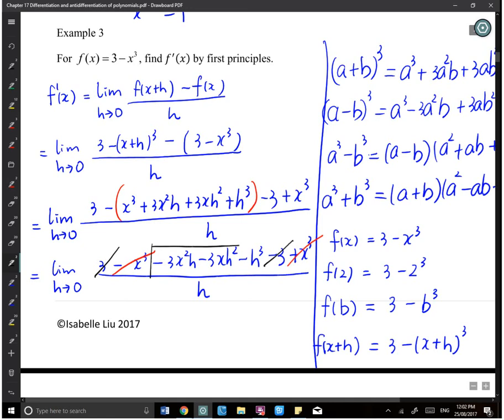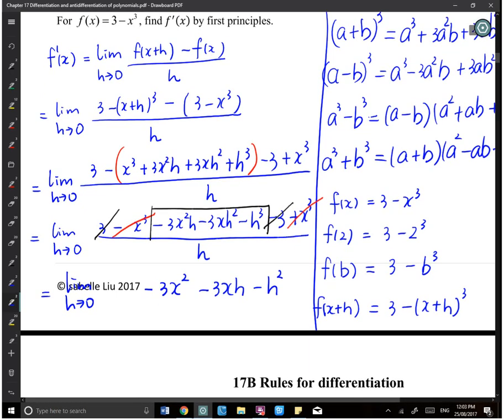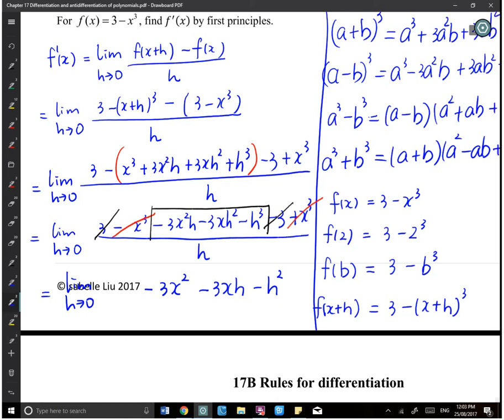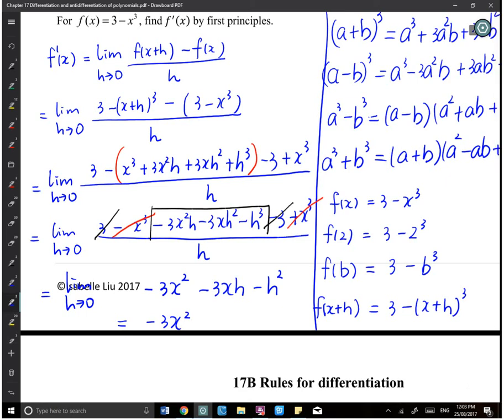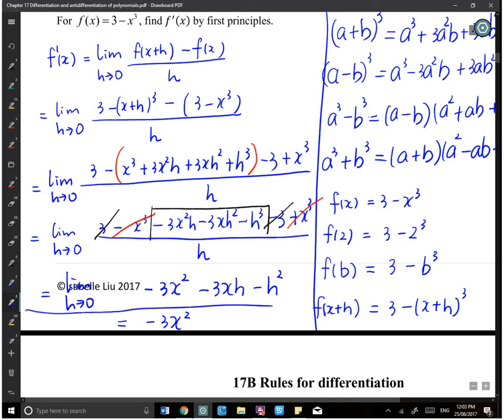What I have left is the middle, always a negative sign. Then I will have the limit as h approaches 0 of minus 3x squared minus 3xh minus h squared. Okay, divide h for every single term. And then the last step is substitute h equals 0. What I will have is minus 3x squared. Okay, f dash x equals minus 3x squared. That's one line. The last line is minus 3x squared.